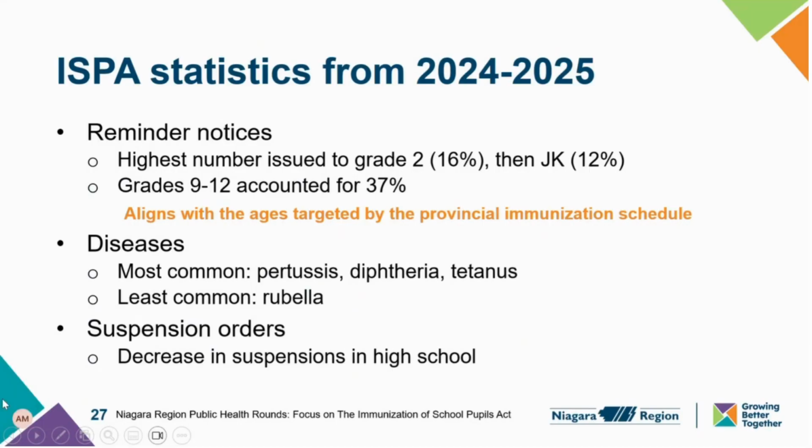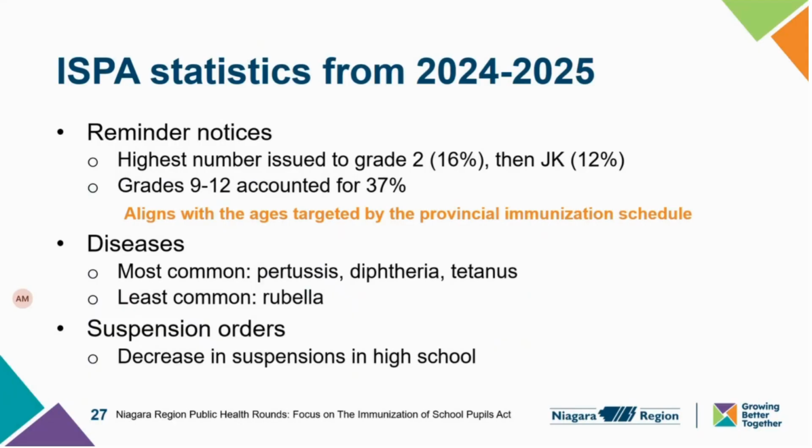In terms of diseases, the most common diseases for which reminder notices were issued were pertussis, diphtheria, and tetanus, and the least common was rubella. And then with respect to suspension orders, even though high school students received a high number of reminder notices, they actually experienced a low number of suspensions in comparison. So that really demonstrates the positive impact of having efforts like vaccine clinics in updating student records and reducing those suspensions.